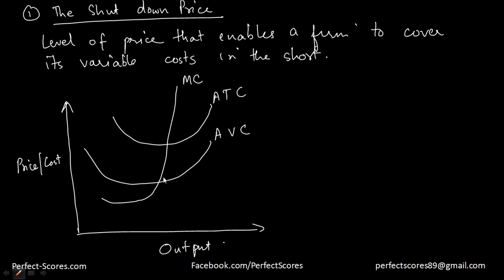So this is my average variable cost. This is the minimum average variable cost. That means this price over here is actually going to be my shutdown price, and this is the output that I'll be producing at that shutdown price. So this price P is the shutdown price, where I'm covering the minimum average variable cost.